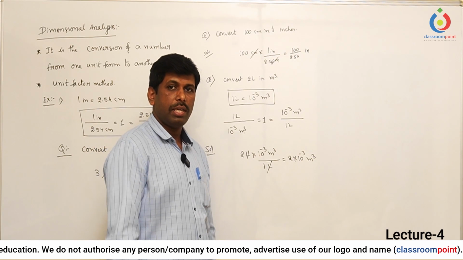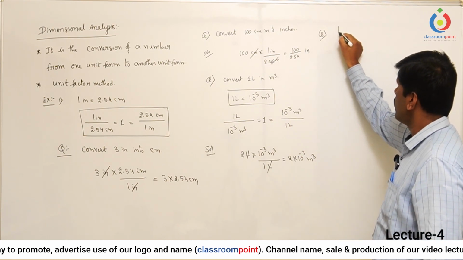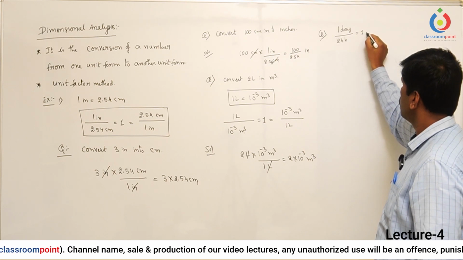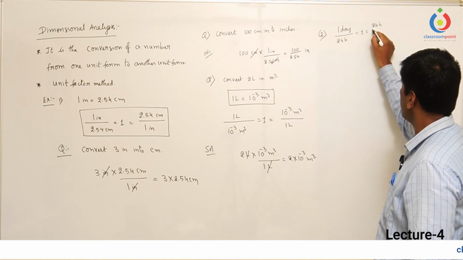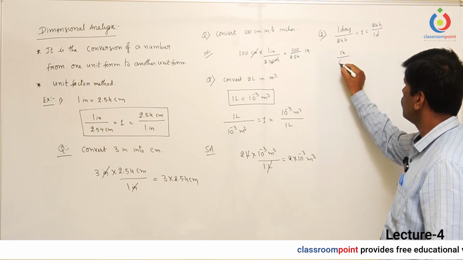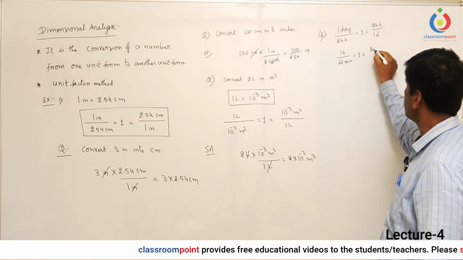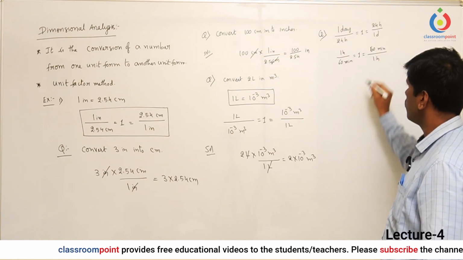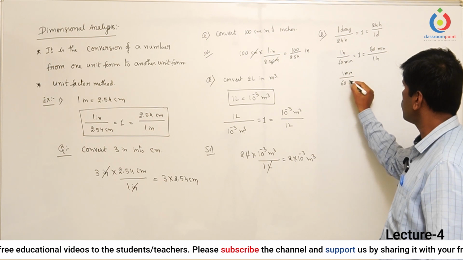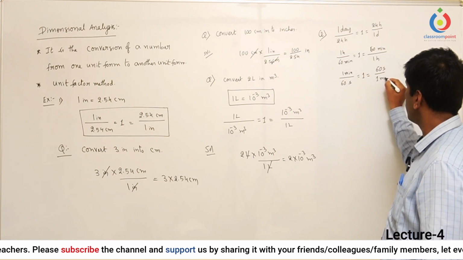Let us see what about day and time units. How to convert this? We know that 1 day is equal to 24 hours, so it can be written as 24 hours by 1 day. Similarly, 1 hour is equal to 60 minutes, and 60 minutes is equal to 1 hour. Similarly, minutes to seconds: 1 minute is equal to 60 seconds, and 60 seconds is equal to 1 minute.